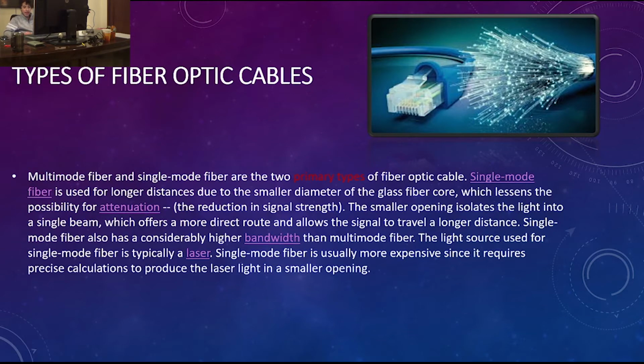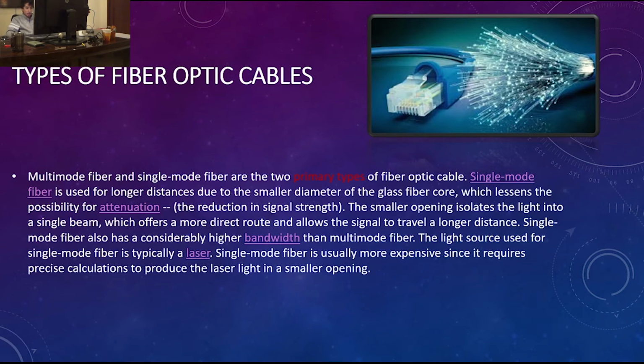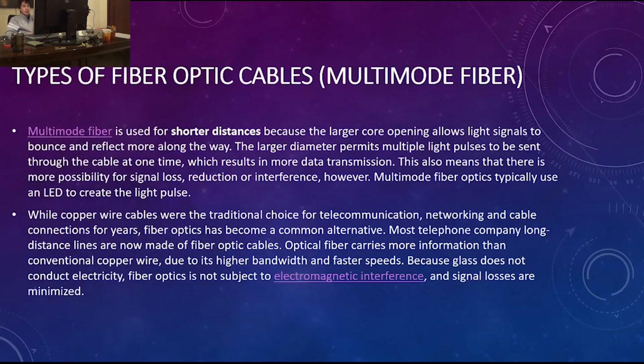The smaller opening isolates the light into a single beam, which offers a more direct route and allows the signal to travel a longer distance. Single-mode fiber also has considerably higher bandwidth than multi-mode fiber. The light source used for single-mode fiber is typically laser light. Single-mode fiber is usually more expensive since it requires precise calculations to produce the laser light in a smaller opening. Here's a picture of what I was saying before. Look how small the opening is, and the cladding which surrounds the glass.